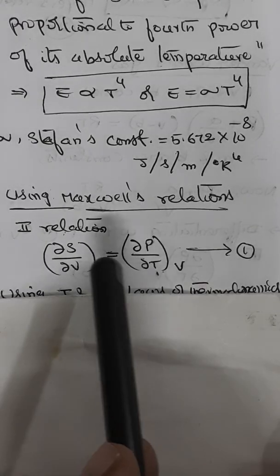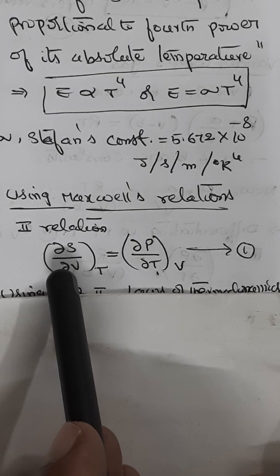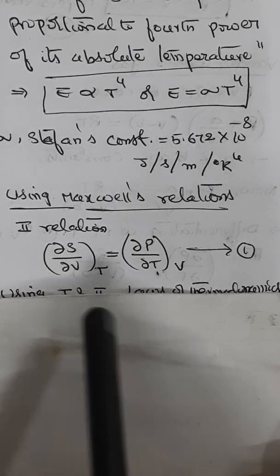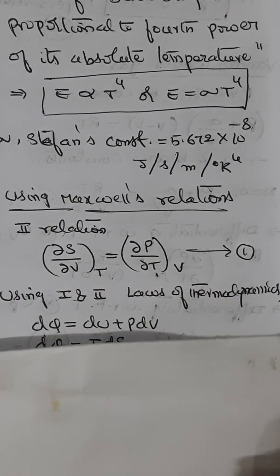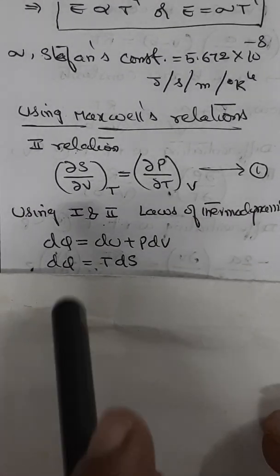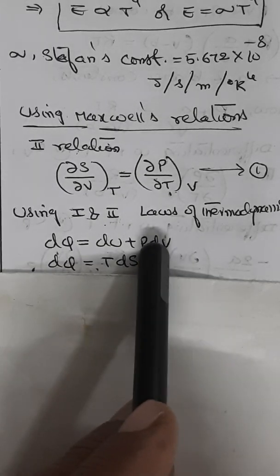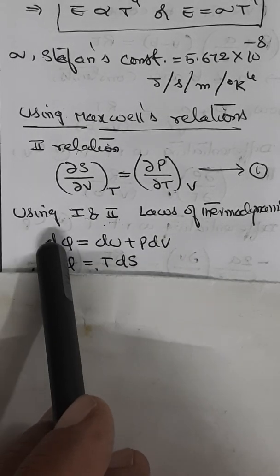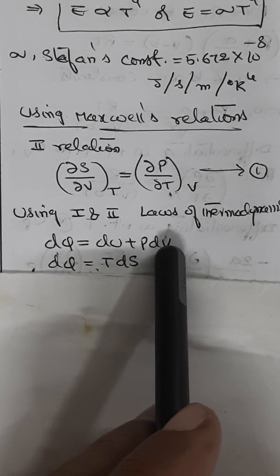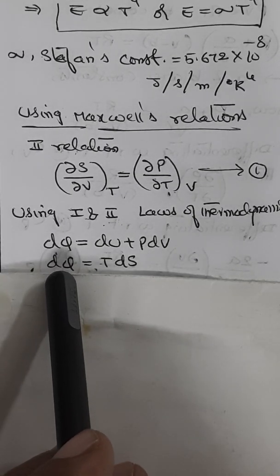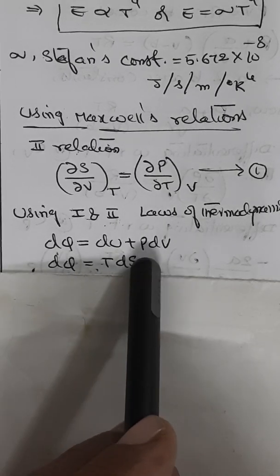Now this value of ∂S we can calculate from the first and second laws of thermodynamics. Using the first law, dQ equals dE plus dW. dW is nothing but PdV. Therefore dQ equals dU plus PdV. This is the first law of thermodynamics. And the second law of thermodynamics gives you dQ equal to TdS.